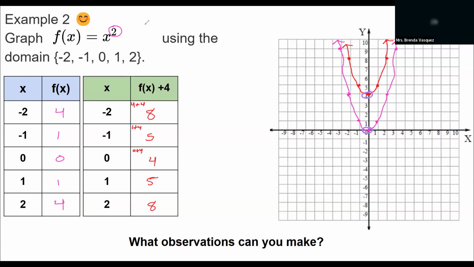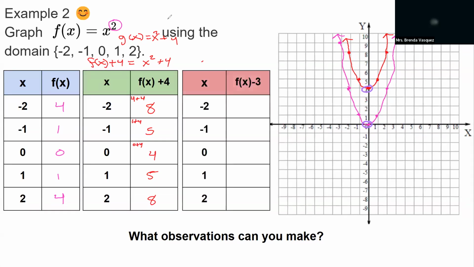Now, in order for me to write my function, this is how I write it. I have f of x plus 4 equals, what is my parent function, the function that I'm using here? x squared plus 4. So this one is going to be g of x equals x squared plus 4. That's my new function. All right, try the next one on your own. Let's see if you got this, and I'll be walking around to help you out.